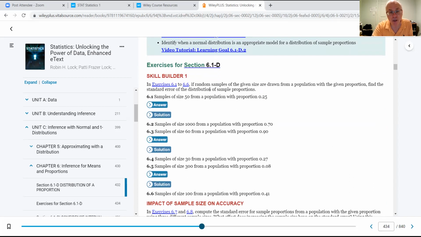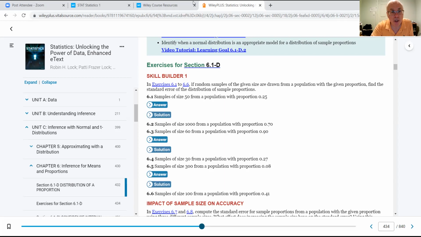Let's take a quick look here. Exercises 6.1 to 6.6: random samples of the given size are drawn from a population with a given proportion. Find the standard error. So we're just calculating the standard error. All right, so let's actually do an example like this. Let's look at samples of size 50, and the proportion is 0.25.